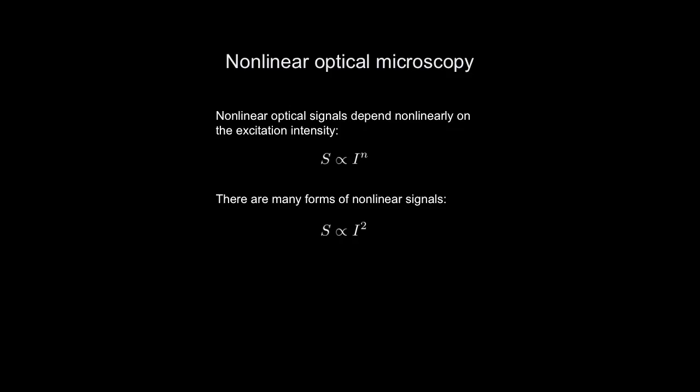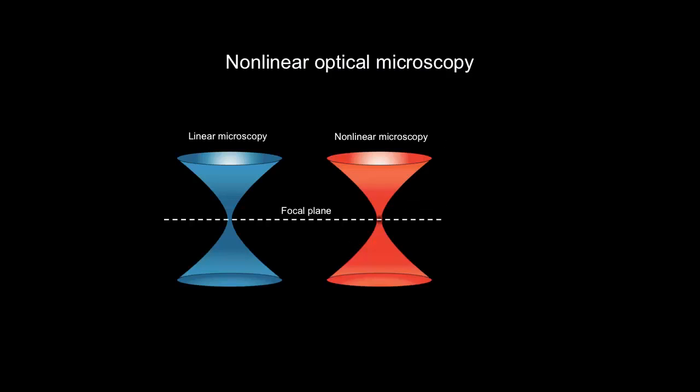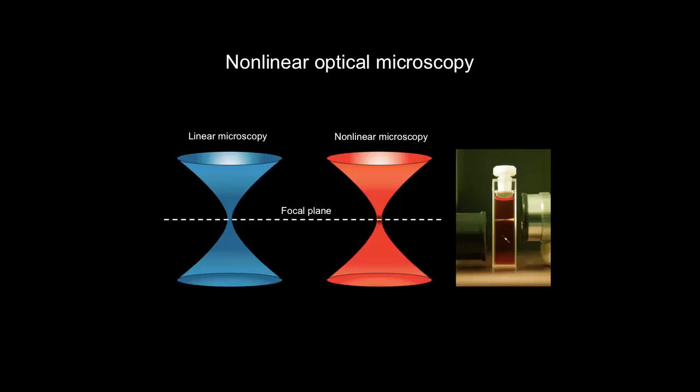And there are many forms of nonlinear signals, and we'll talk about that. That's another way to show the confinement of the signal at the focal point for nonlinear microscopy compared to linear microscopy. This is a classic example. You'll see it often in textbooks and presentations if you get to do microscopy.